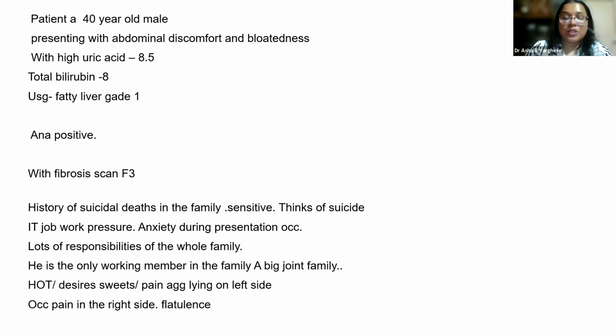The history of this patient was a history of suicidal deaths in the family. I'll tell you why I mention this. This is a very big case taking, so I can't include the whole case taking here. I've kept the gist of everything. Two or three medicines have been given, and I'll explain to you eventually why they were given.